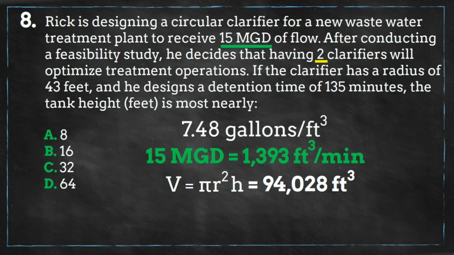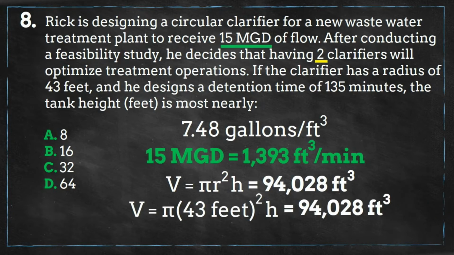We can now set this equal to our initial equation to solve for the tank's height. When we do this, we can solve for H, and we get a height of 16.2 feet, which is closest to B.